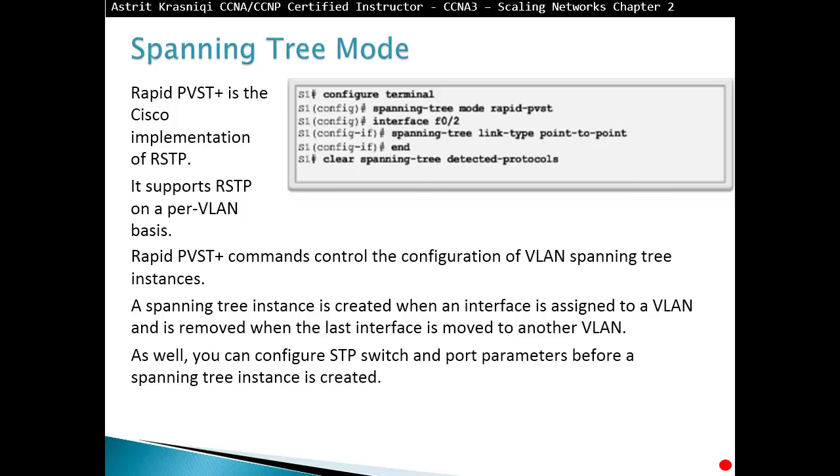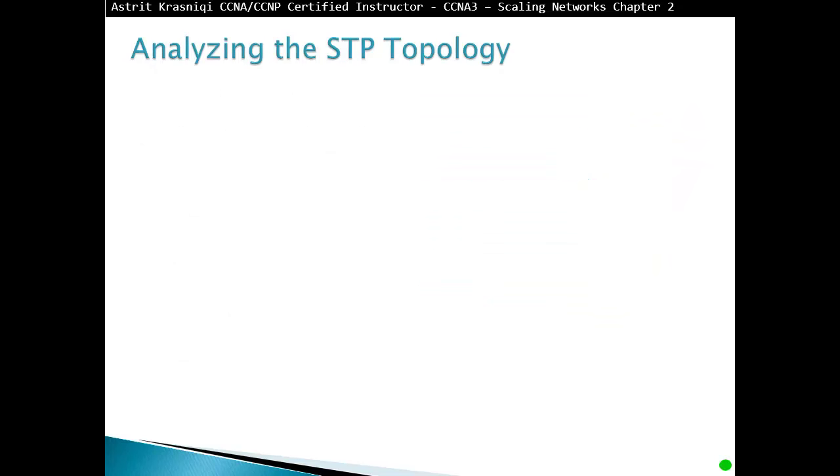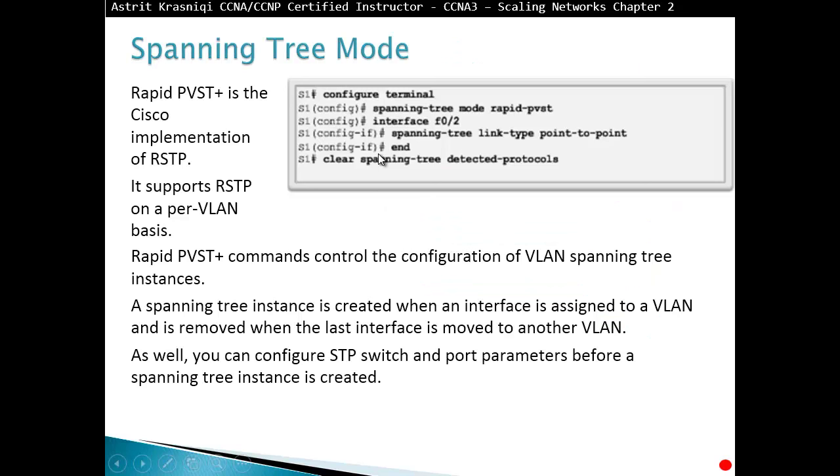But you can enable it as well. You can configure a spanning tree parameter on a port before a spanning tree instance is created. So for the command here, you have to say spanning-tree mode and tell it what mode it is, then go to the interface and say spanning-tree link-type point-to-point. So we enable it in spanning tree, and it doesn't matter what VLAN this interface belongs to.